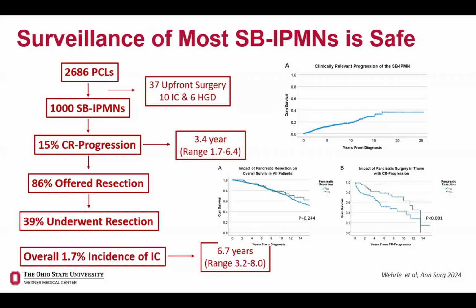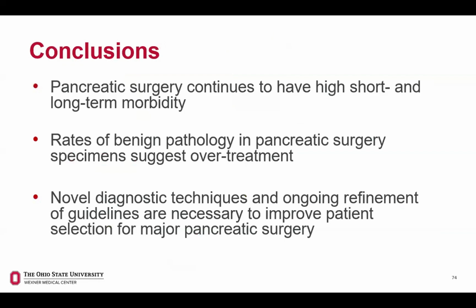And then finally, they found that among patients who had clinically relevant progression, surgical resection was associated with improved survival, but surgery was not associated with improved survival among all comers. So again, the overall conclusion from this single institution experience is that a strategy of initial active surveillance is safe and potentially advantageous. So thanks again for the opportunity to speak.